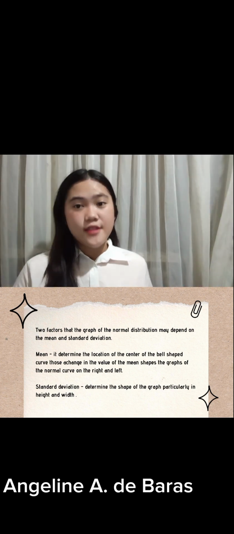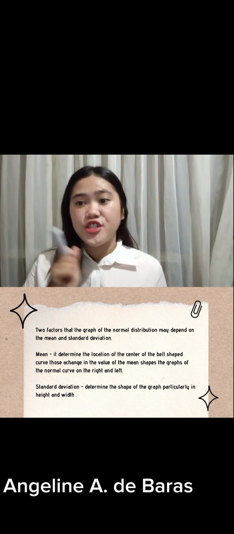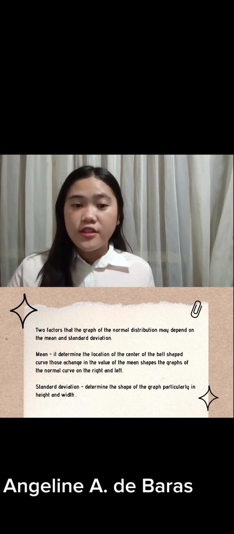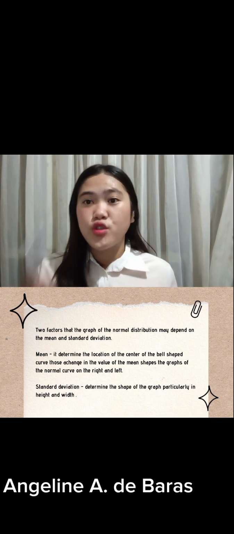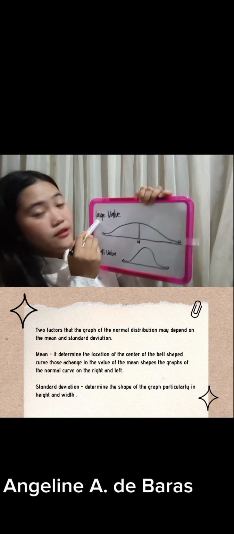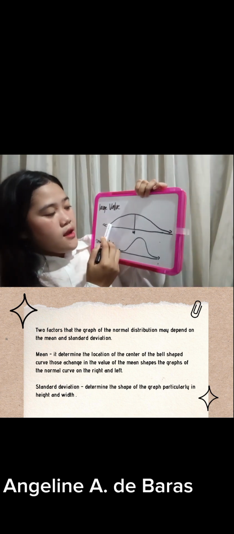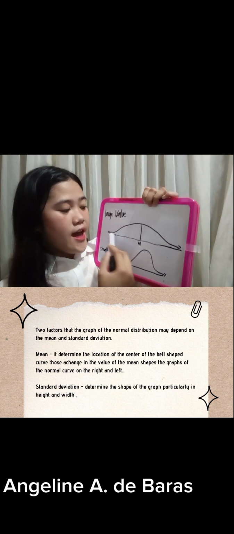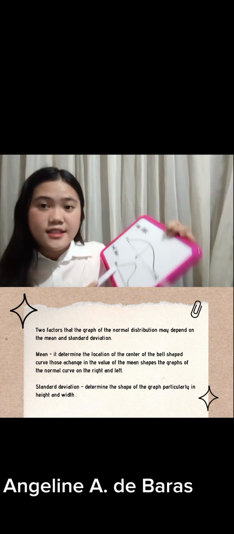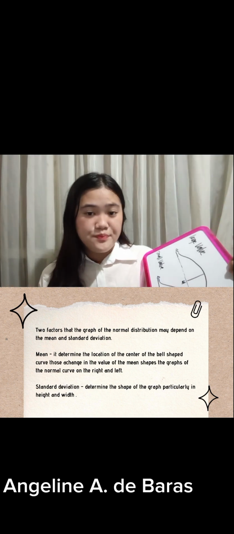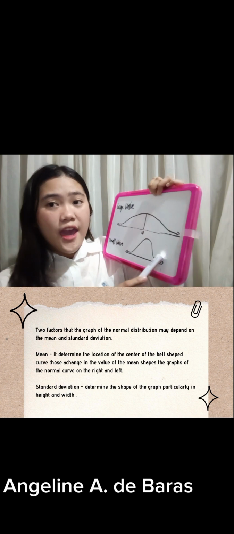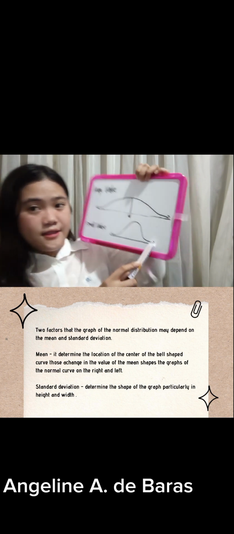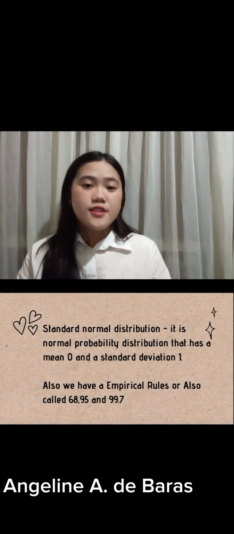And now let's go to the standard deviation. It determines the shape of the graph, particularly its height and width. If we have a large standard deviation, our normal curve will be short and wide. It looks like this. It is short and wide: a short curve and a wide horizontal line. Next, if we have a small standard deviation, it will have a skinnier and taller curve. We have a taller curve and a skinnier horizontal line. It's like this, guys.